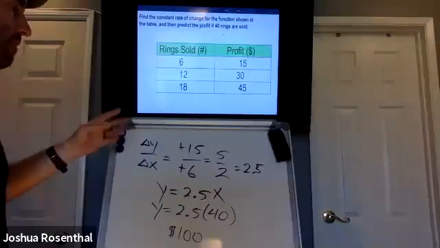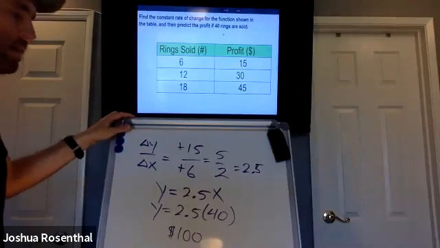Okay, I see that. So you just find the slope by simplifying delta y over delta x. Yep. Thank you, Mr. Rosenthal. You betcha.